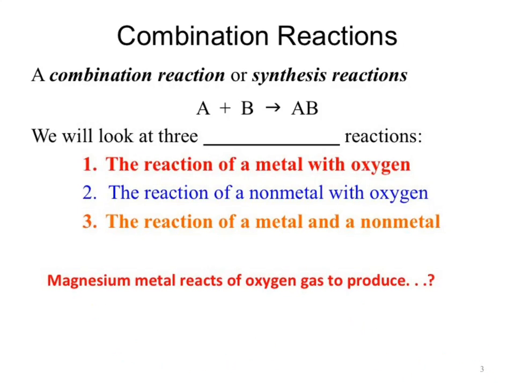Like I said, we have 3 possible types. We have the reaction of a metal with oxygen. We just looked at that. We have the reaction of a nonmetal with oxygen. And we have the reaction of a metal and a nonmetal, which was the last example. So let's take a look at sulfur solid reacting with oxygen gas to produce sulfur dioxide. What's different about this one in comparison to the last problem?